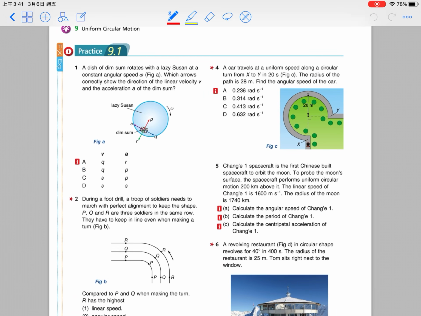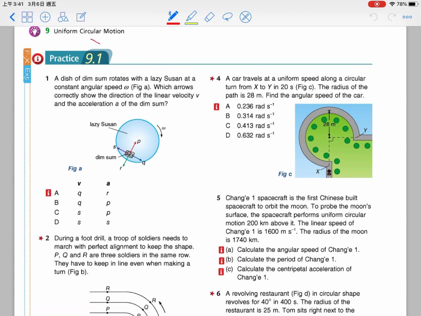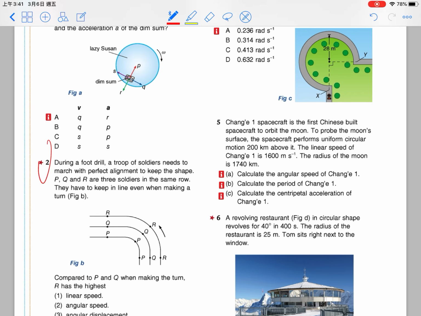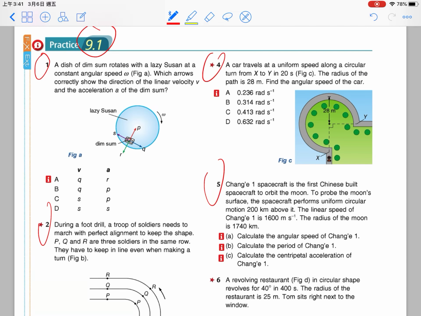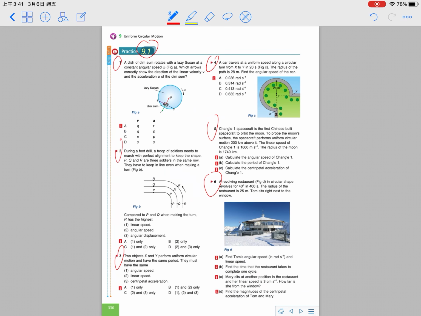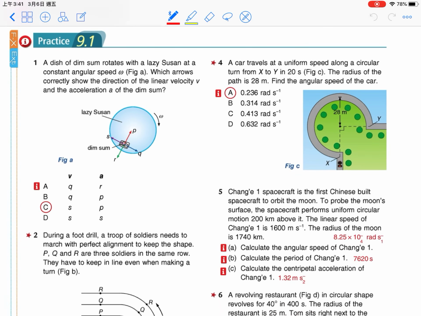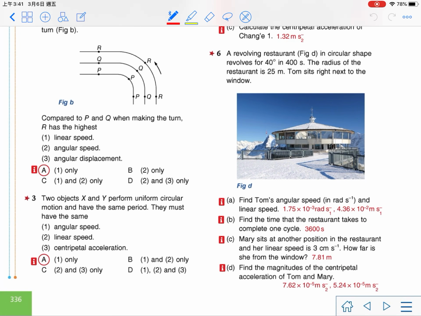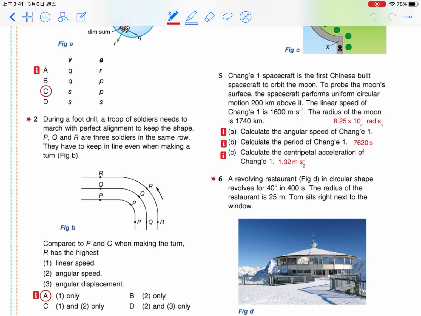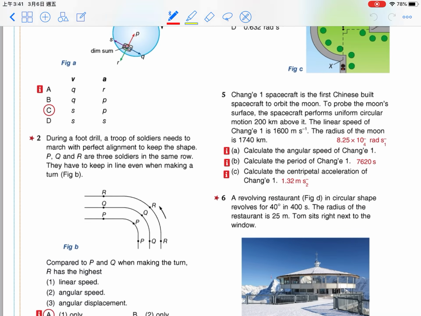So this is the end of this chapter. And I will suggest you try all the questions in 9.1, questions 1, 2, 3, 4, 5, 6. Please practice them. And these are the answers. You may download the PDF from the eClass or from the WhatsApp group.